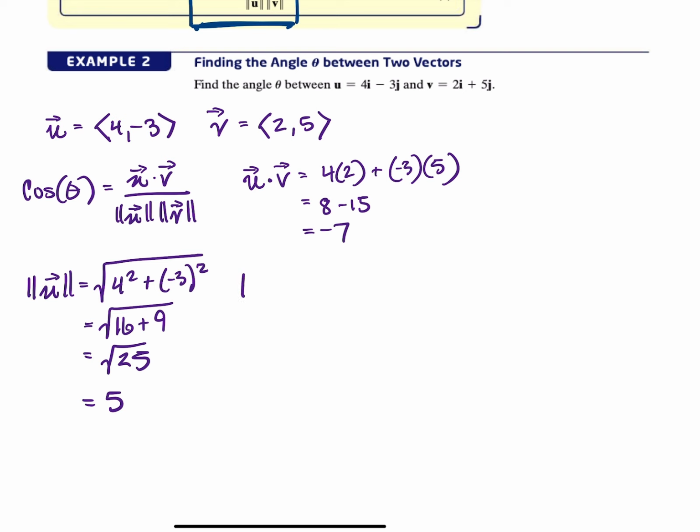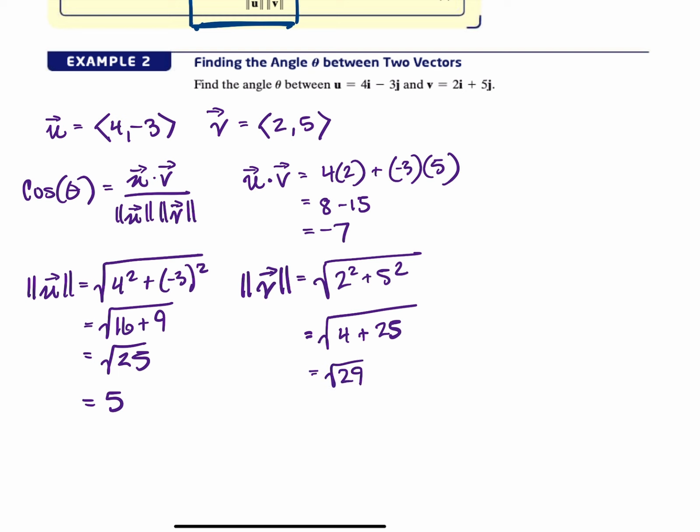And then let's find the magnitude of v. So that will be the square root of 2 squared plus 5 squared, or the square root of 4 plus 25, or root 29. We'll have to leave that one under the square root.